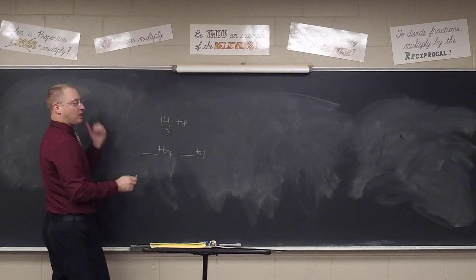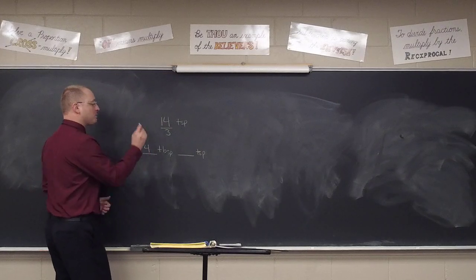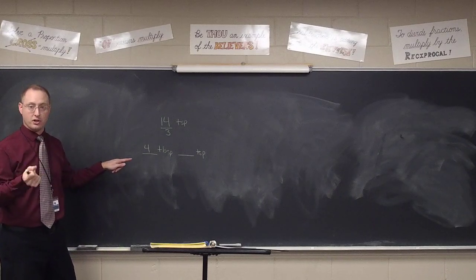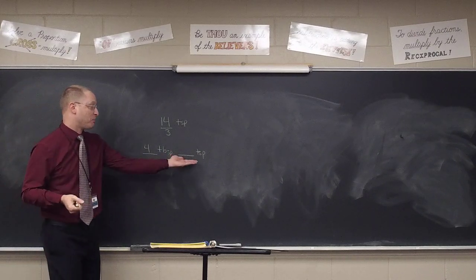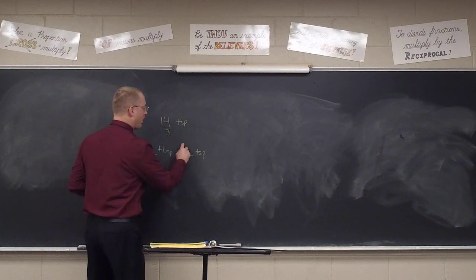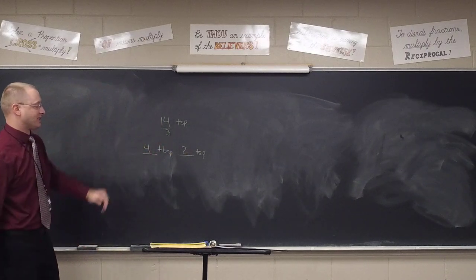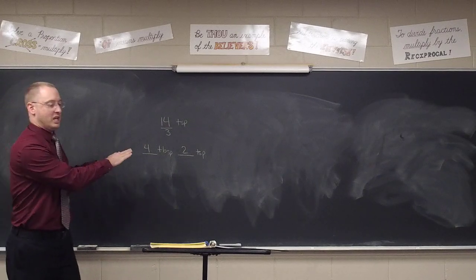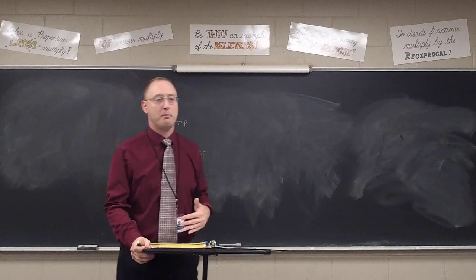3 goes into 14, class? 4 times, which means that's 4 whole tablespoons. But instead of making a fraction with the remainder, we literally just leave the remainder. 3 goes into 14 4 times with a remainder of 2. And the 2 remaining teaspoons just get left as a remainder. Do we remember doing this yesterday? Yeah.